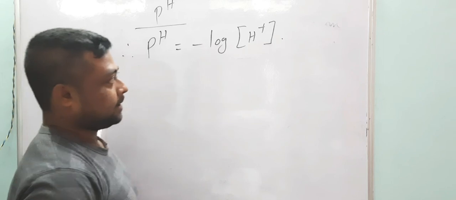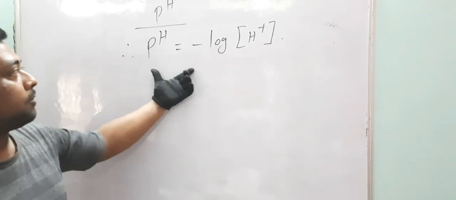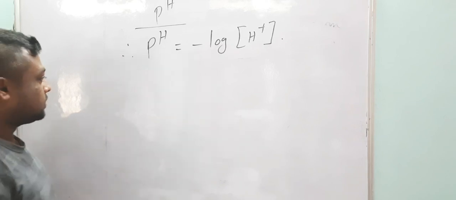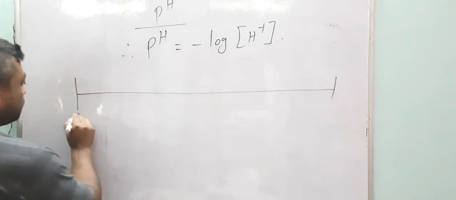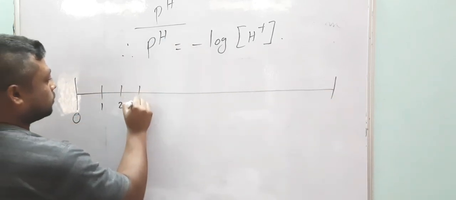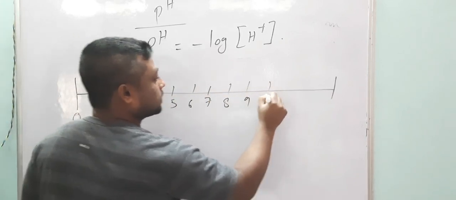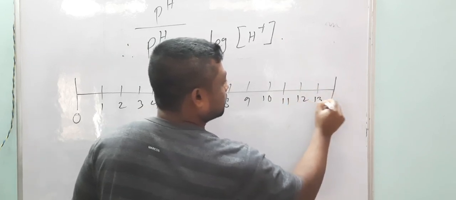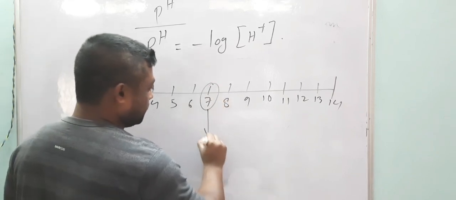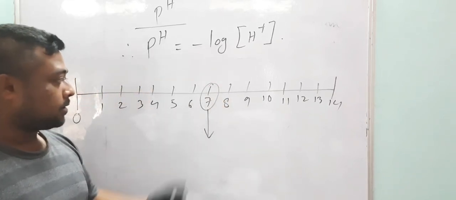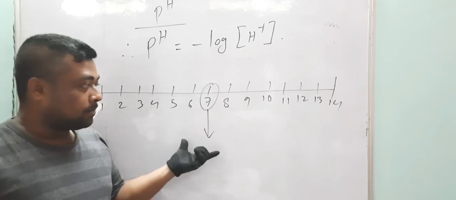This one you will get elaborately in your higher classes when you start your class 11. For now, just remember the formula. Next, this pH scale ranges from 0 to 14: 1, 2, 3, 4, 5, 6, 13, 14. This particular value 7, whenever you are able to identify a solution to be 7, that means by using those indicators.